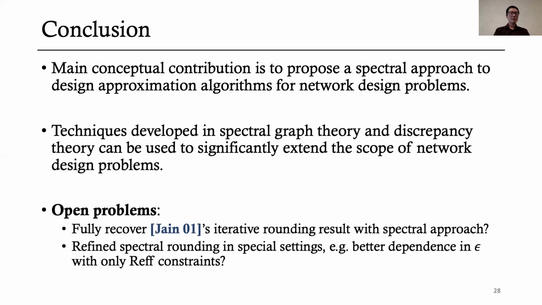Let's conclude with some open problems. The first one: can we fully recover Jain's iterative rounding results with a spectral approach? The second one: can we get some refined rounding results in spectral settings? For example, can we get better dependence on epsilon with only effective resistance constraints?